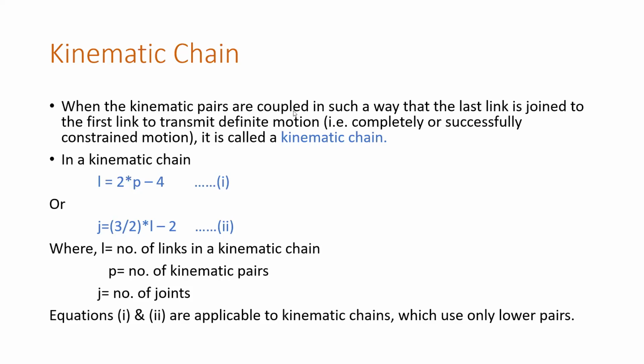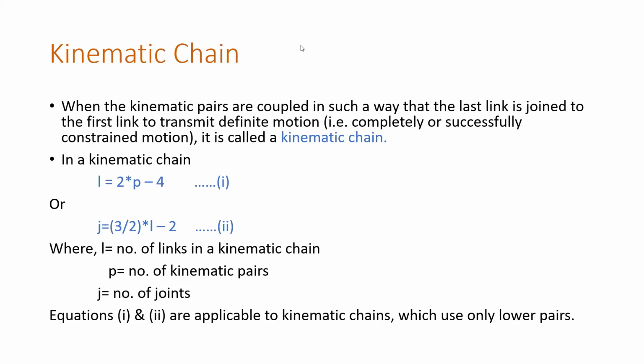Kinematic pairs are coupled in such a way that the last link is joined to the first link. In this way you complete the loop to transmit definite motion, which we also call completely or successfully constrained motion. It is called a kinematic chain.